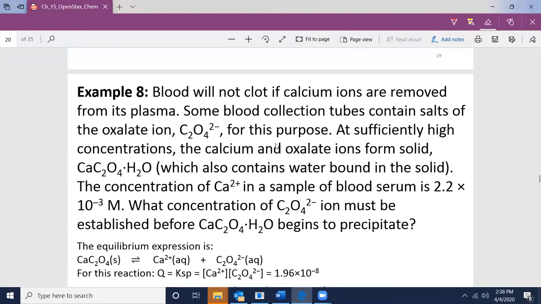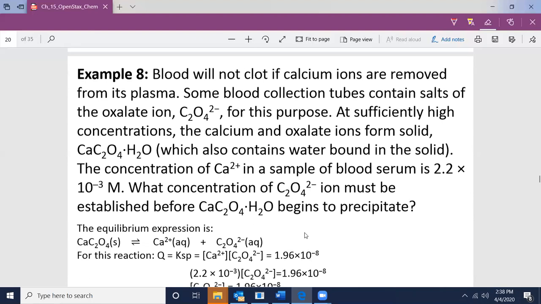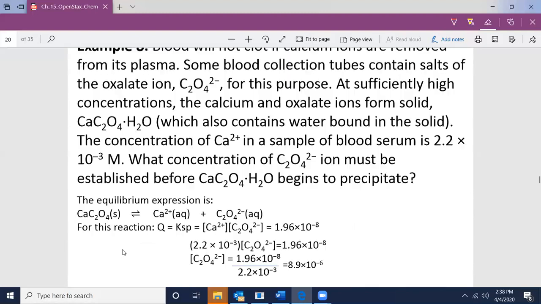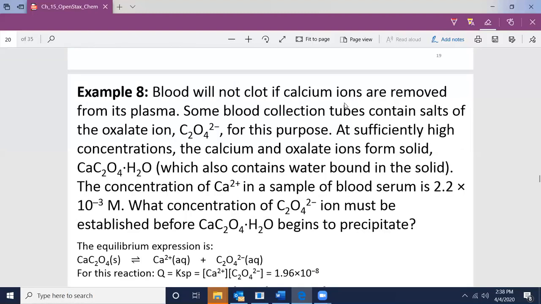At sufficiently high concentration, the calcium and oxalate ions form salts that also contain water bound in the solid form. So this is the calcium oxalate salt having water molecules attached to itself. The concentration of calcium in a sample of blood serum is 2.2 times 10 to the power minus 3 molar. What concentration of oxalate ion must be established before you can form this compound, before it precipitates? It means what concentration of oxalate ions should be there to precipitate the calcium out of the blood sample.